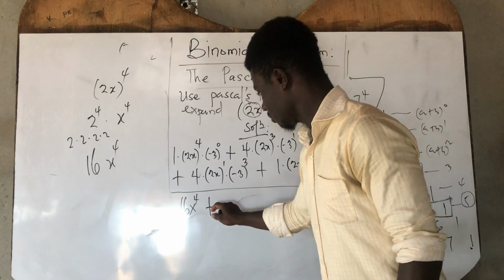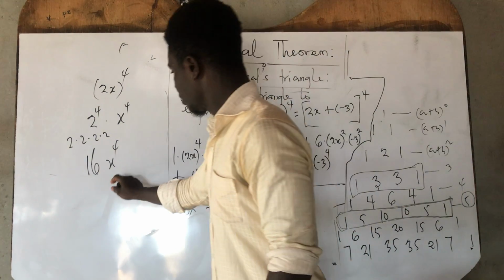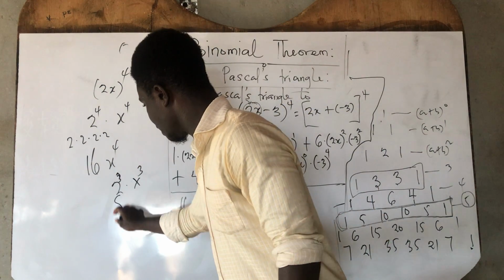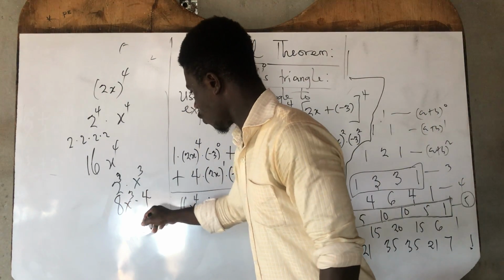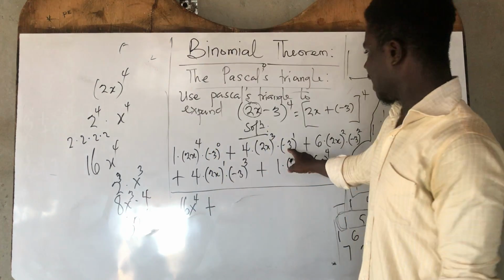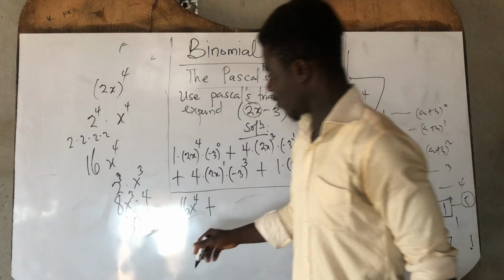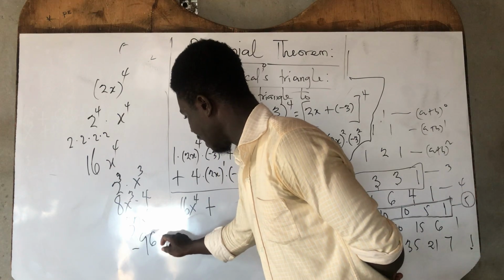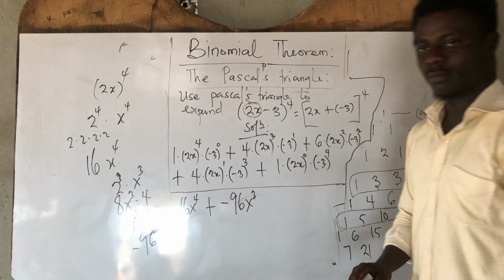Then plus, we have this (2x)^3, which gives 2^3 times x^3. 2^3 is 8, then we have 8x cubed, times this 4. 8 times 4 is 32, so we have 32x cubed. Then times my minus 3, because (-3)^1 is minus 3. So 3 times 32 gives 96, and I have minus x cubed, so I have minus 96x cubed.